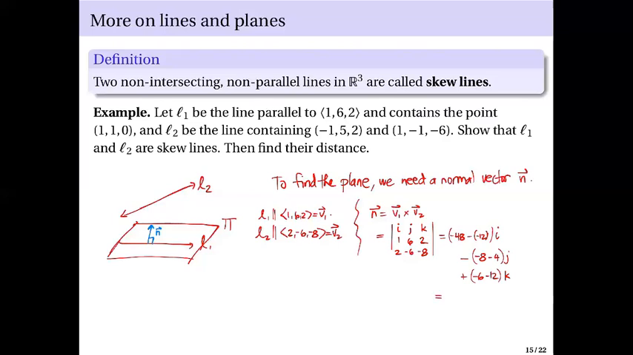And this is equal to what? Minus 48 plus 12, that's minus 36. Minus 8 minus 4, that's minus 12. There's a minus here, so plus 12. Minus 6 minus 12, that's minus 18. So you have minus 18 here. So this vector n will be the normal vector for our plane pi.